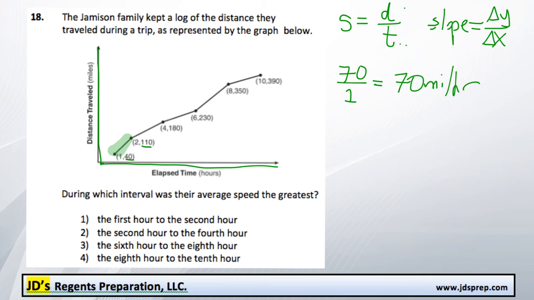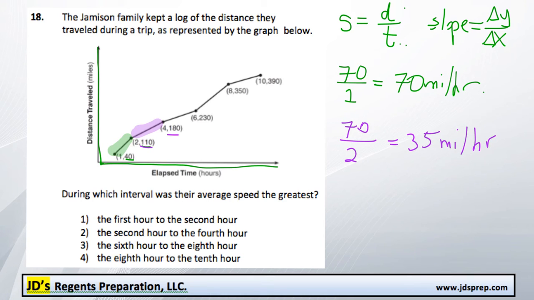Now let's take a look at the next one. The second hour to the fourth hour, so from here to here. So the distance they traveled is the difference between 180 and 110. That's 70. And we're going to divide it by the time they were traveling, which was 2 hours. And that would give us an average speed of 35 miles per hour.